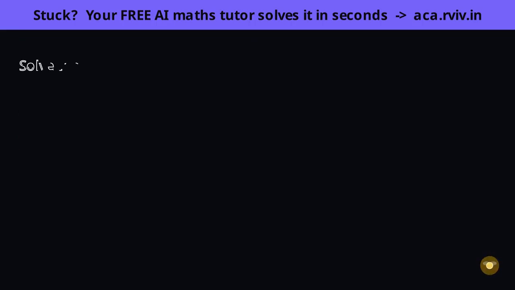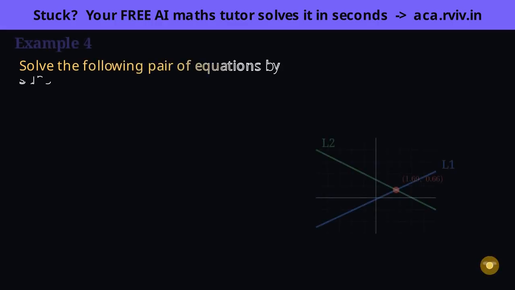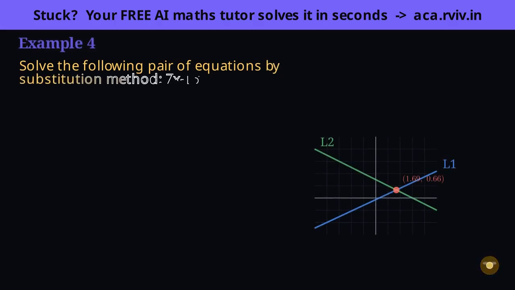Graphs are lovely for seeing the idea, but you can't read exact fractions off a sketch. So we switch to algebra. Our first algebraic method is substitution. Let me show you not just how it works, but why it's allowed. Here's the whole idea of substitution and why it's legitimate.